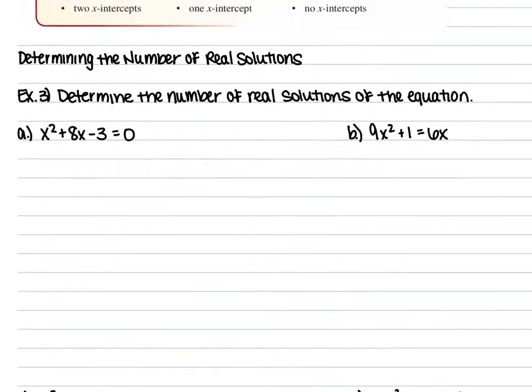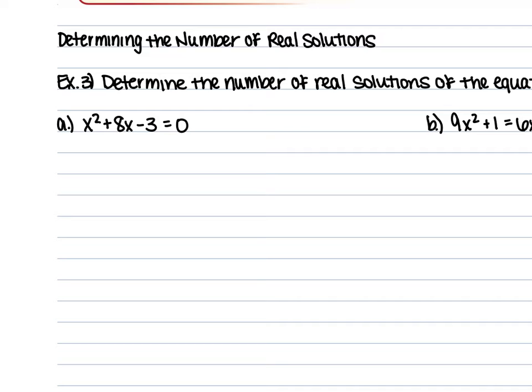So, with these, for example A, we're given x squared plus 8x minus 3 is equal to 0. All of our terms are on the same side of that equal sign, so we're good to identify our A, our B, and our C. For this one, our A is 1, our B is 8, and our C is negative 3. Our discriminant is just b squared minus 4 times a times c. So plug your values in.